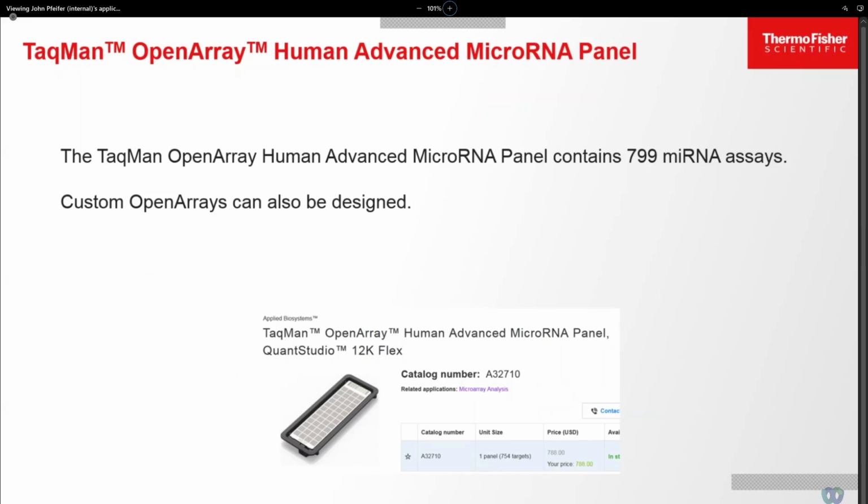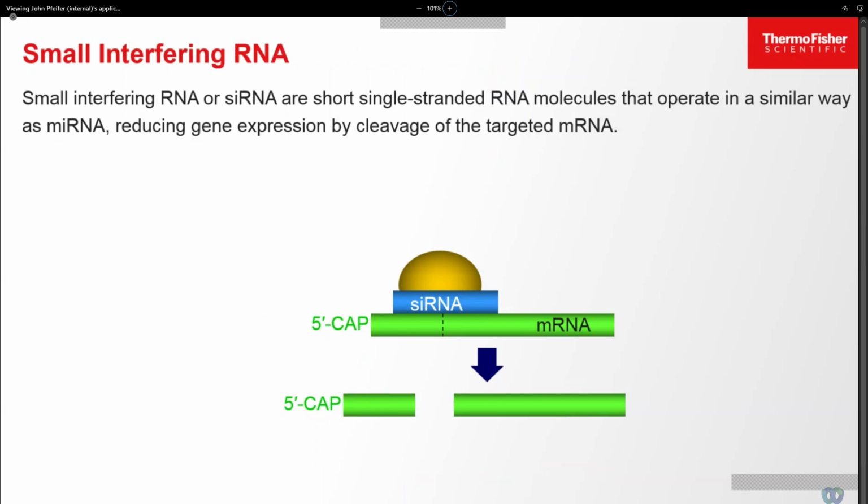And we also have the TaqMan OpenArray Human Advanced microRNA Panel. So now we're using the advanced assays in this case. Now, switching gears, many of you perhaps have heard of small interfering RNA or siRNA. These are short single-strand RNA molecules that operate in a way very similar to microRNA. So the siRNA would bind to the targeted messenger RNA, resulting in cleavage and subsequent degradation of that message.